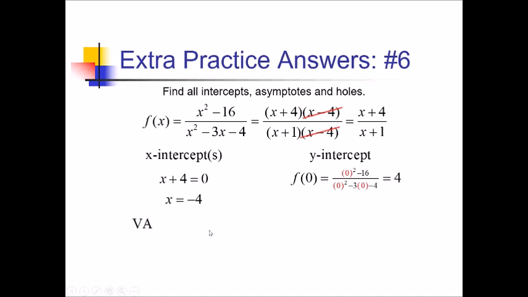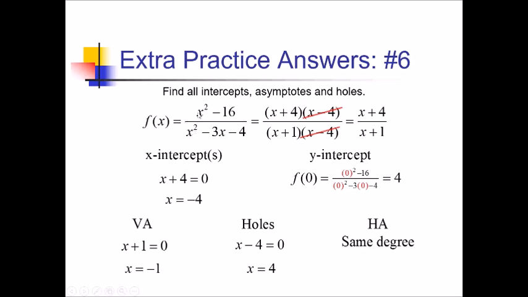For vertical asymptotes, those are going to be x values that zero out the simplified denominator here. So simplifying was a really good call there. If I set x plus 1 equal to 0, I see that I have a vertical asymptote of x equals -1. For holes, those are x values that zero out the original but not the simplified function. So basically your canceled out factors give you the holes. If I set x minus 4 equal to 0, I see that I have a hole at x equals 4.